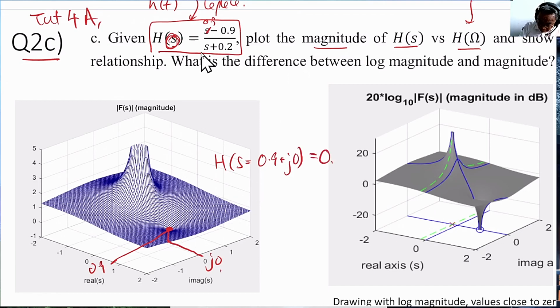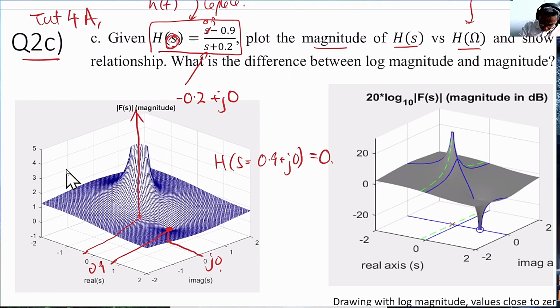Now, another exciting thing happens when we have s equals minus 0.2, because when s equals minus 0.2 plus j0, then the denominator becomes 0. So numerator divided by 0 equals infinity. So where is minus 0.2? It is exactly here. And at this point, you will realize that the surface becomes infinity.